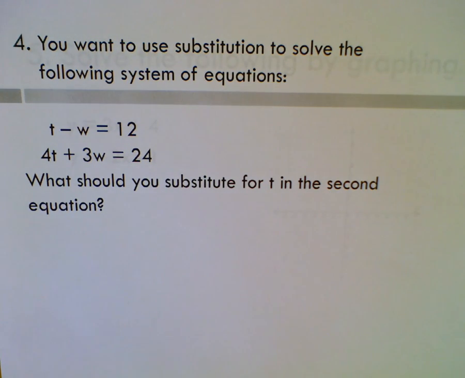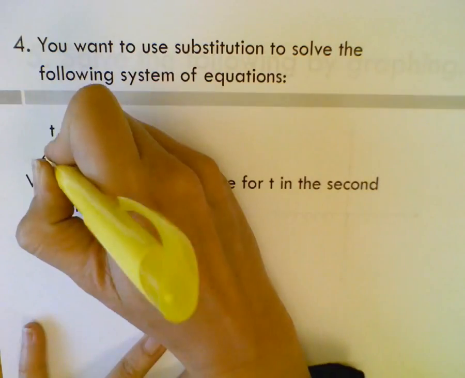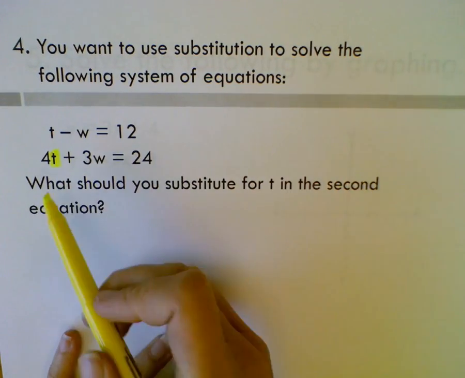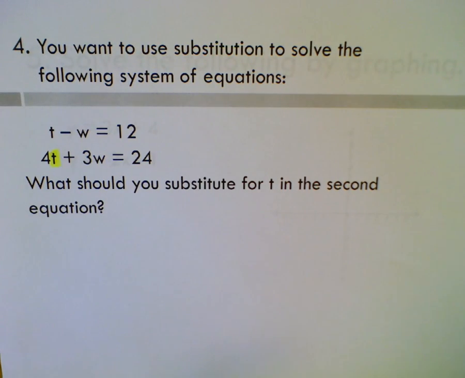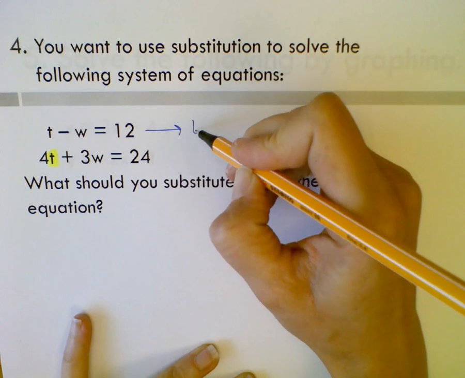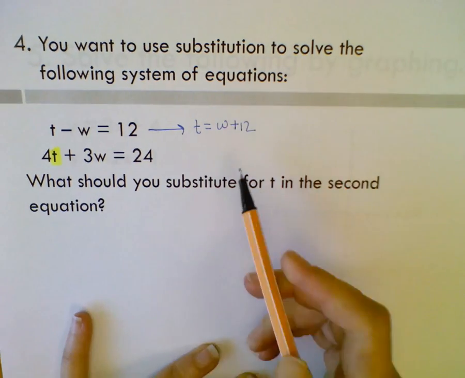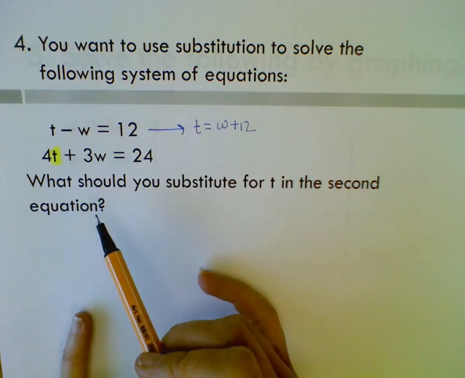Number 4 gets us thinking about substitution. You want to use substitution to solve the following system. What should you substitute for t in the second equation? So let's think about what that's asking us, because this is a different way to ask this kind of question. In the second equation, I want to substitute in t. Well, if I want to plug in for t here, that means I have to solve my first equation for t. So if I just add w to both sides, t equals w plus 12. That is what I would substitute into the second equation.